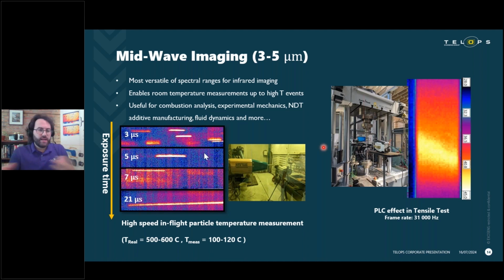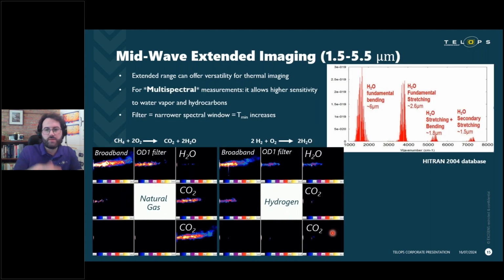So experimental mechanics, cold spray, which is part of additive manufacturing. Fluid dynamics is also an application that's using those kind of cameras. But we're talking 3 to 5 microns here. It's possible to extend that range to 1.5 to 5.5 microns to offer a bit more versatility. So going closer to shortwave, where you would actually be able to see through glass with the extended midwave cameras.